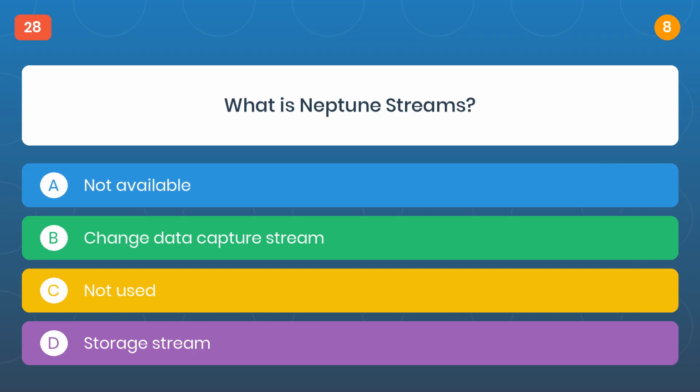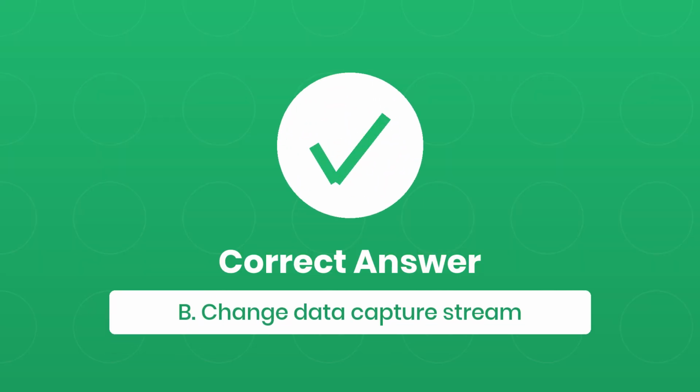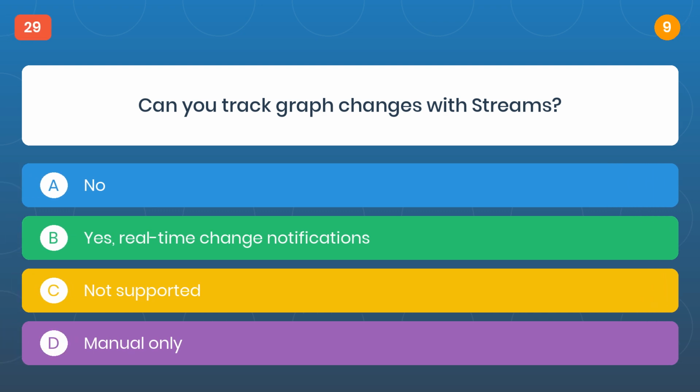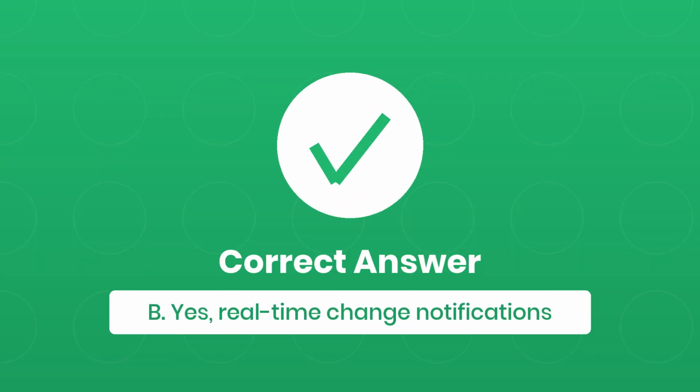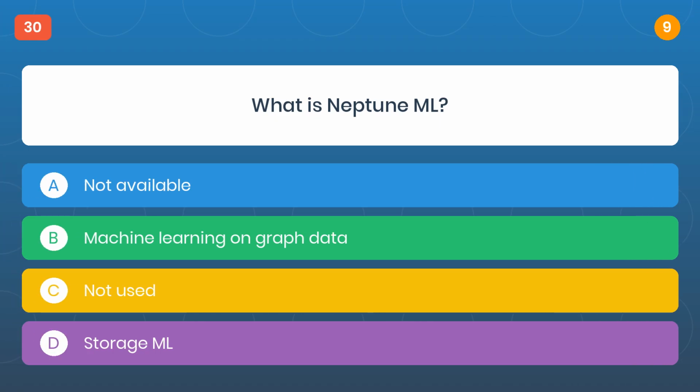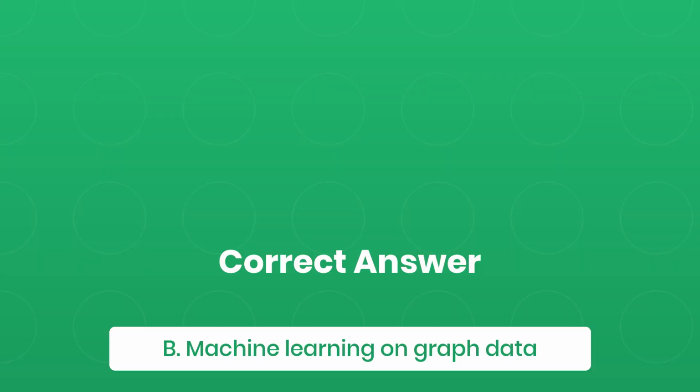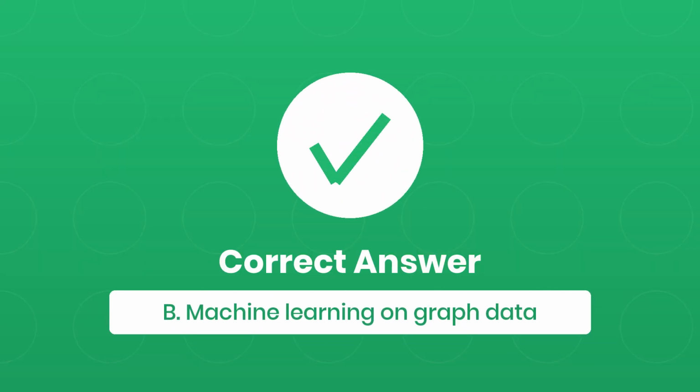Question 28. What is Neptune Streams? The correct answer is B, change data capture stream. Question 29. Can you track graph changes with streams? The correct answer is B, yes, real-time change notifications. Question 30. What is Neptune ML? The correct answer is B, machine learning on graph data.